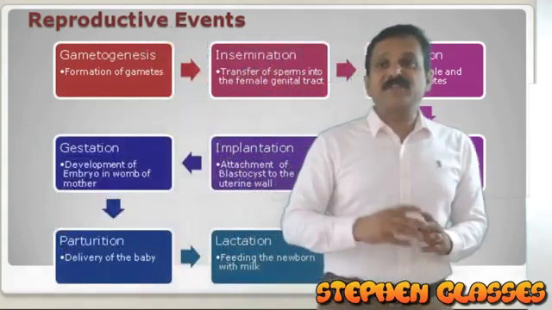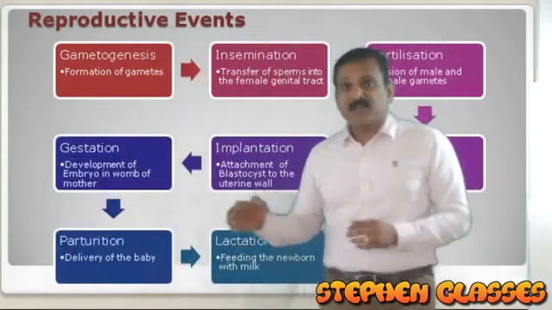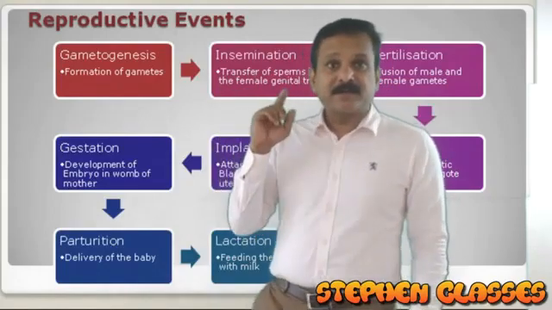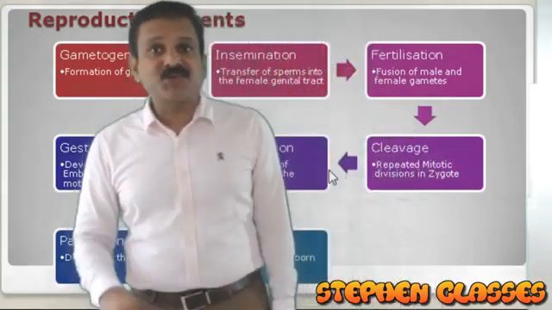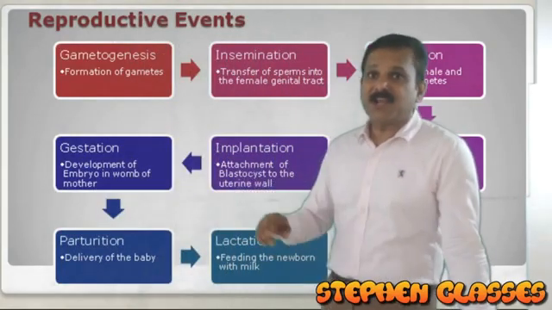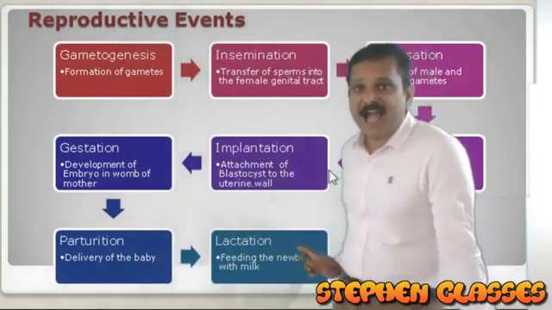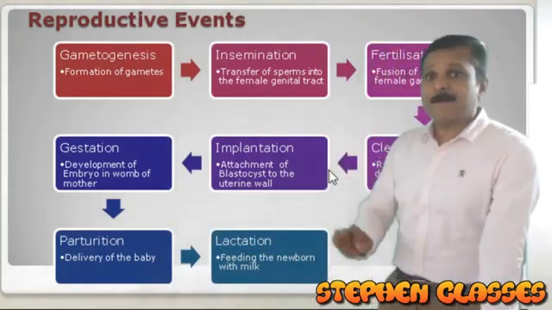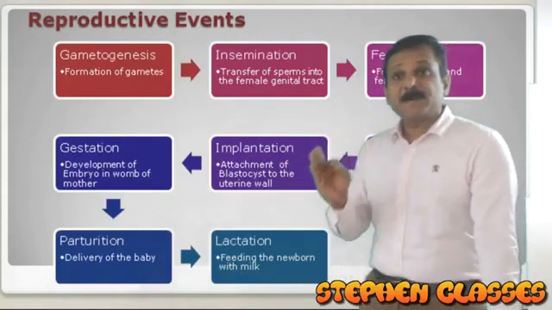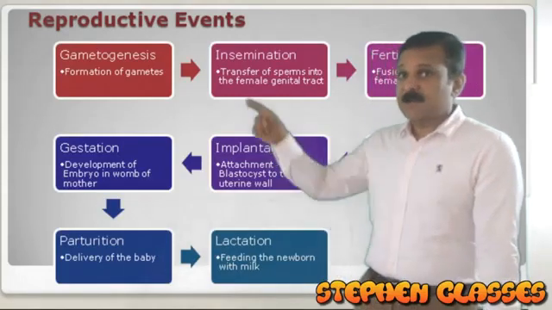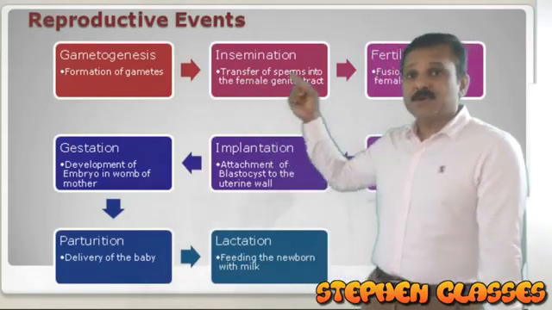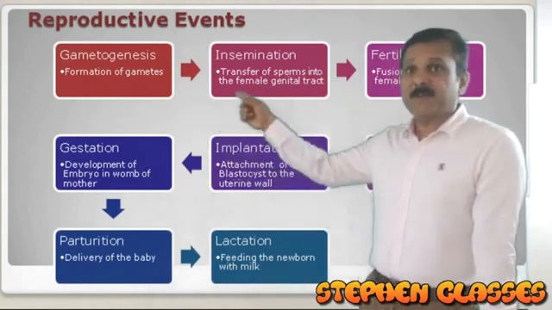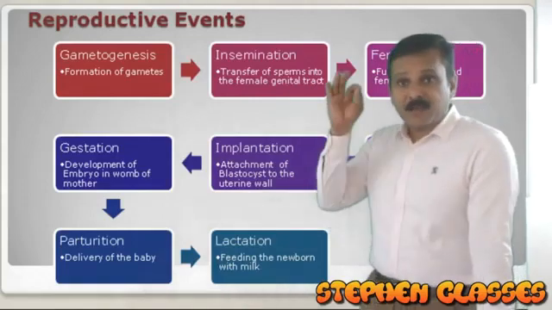These are the reproductive events performed in human beings, starting from gametogenesis, insemination, fertilization, then comes cleavage. After cleavage, there is implantation, and after implantation, gestation, parturition, and lactation. So these are the important events or steps in human reproduction. These steps are very important. Sometimes they will ask you to arrange the reproductive events in the correct sequence. So the sequence of the reproductive events is very important.